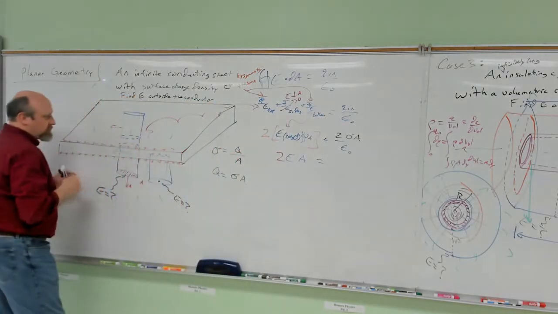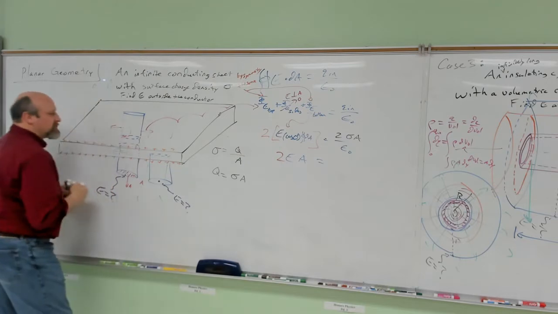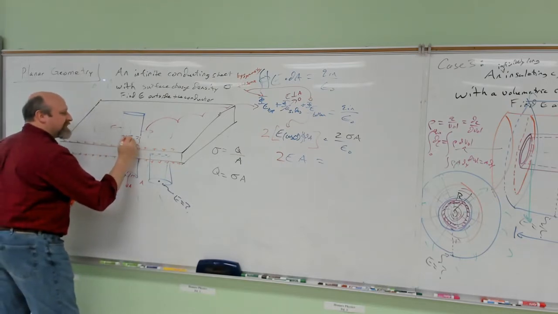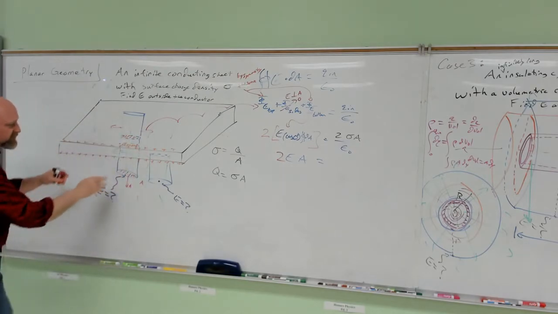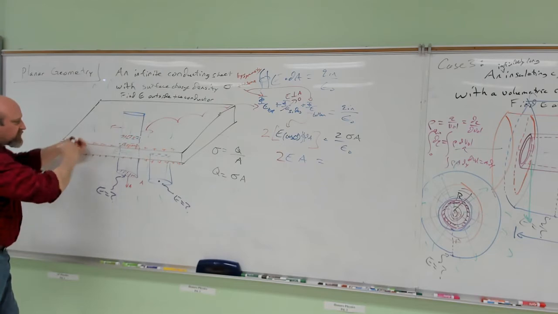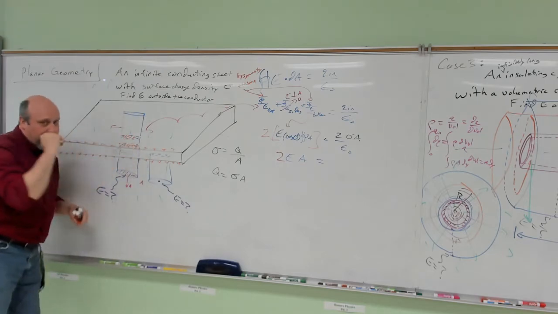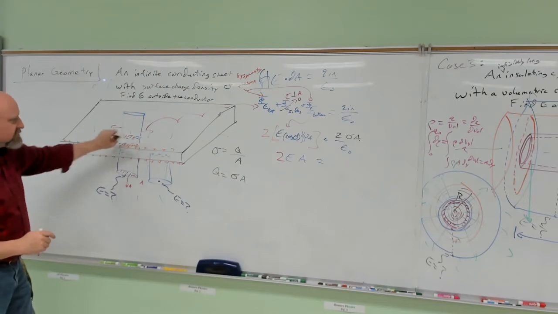Because I've got charge smeared out on the upper surface, and I've got charge smeared out on the lower surface when I punch through that sheet. It's a metal plate, but it's covered with a sheet of charge on top and a sheet of charge on the bottom. And each of these has a charge density sigma. And so I've got 2 sigma A.